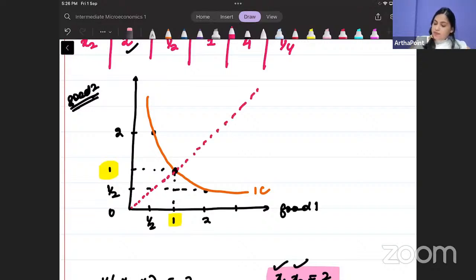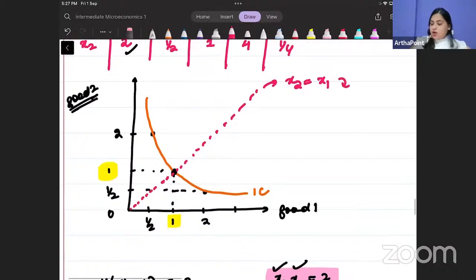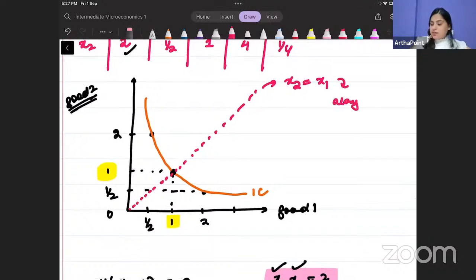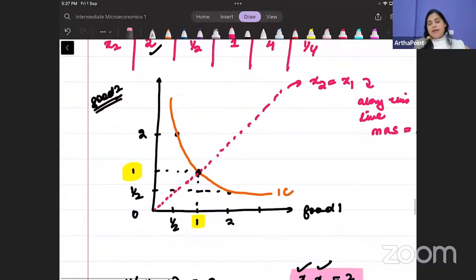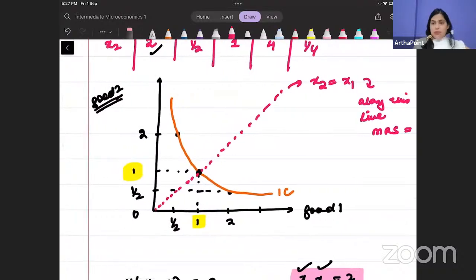ये जो लाइन होगी, this line represents x2 is equal to x1. Along this line, your MRS will be 1. Along this line, the MRS will be 1. Achha, just think about this.